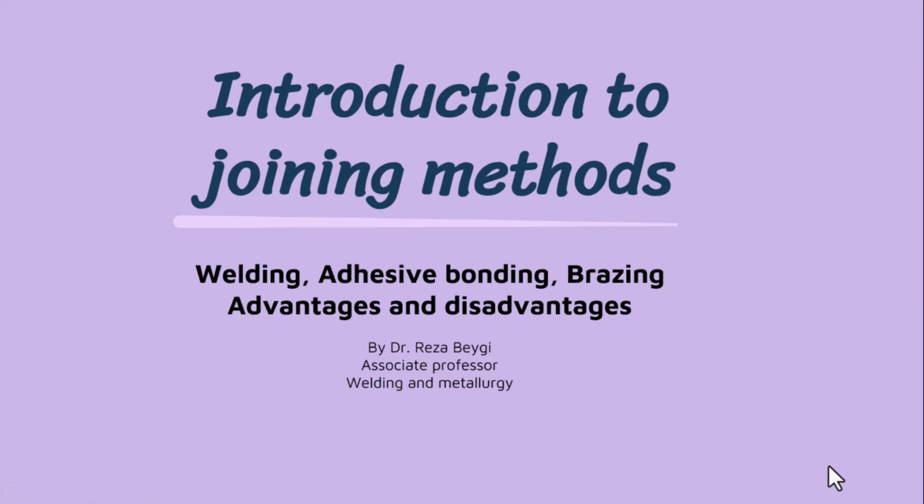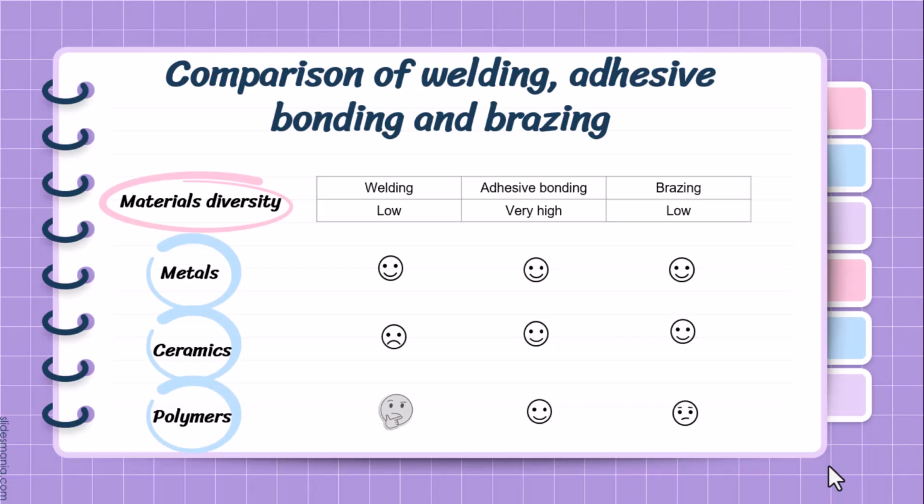In this video, I'm going to talk about the advantages and disadvantages of the three processes that we talked about before. Several aspects of these processes are compared. For example, the materials that can be joined by these processes are shown here.